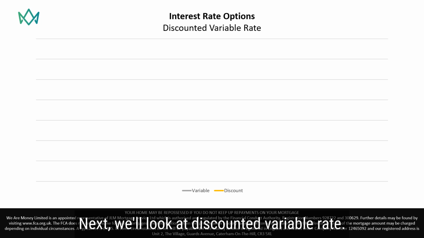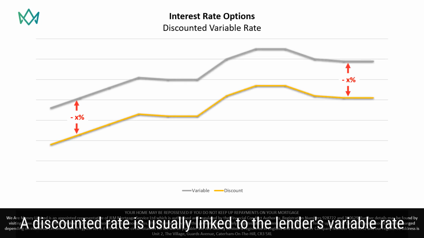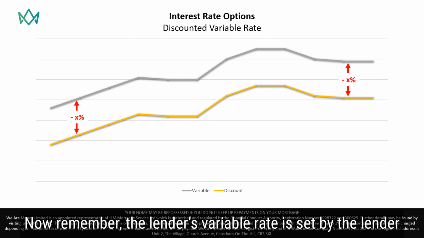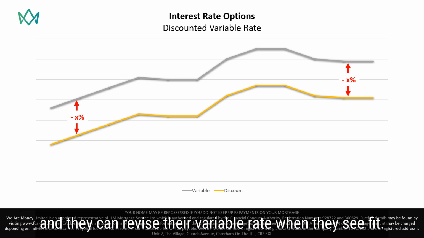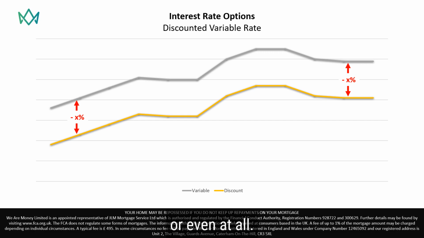Next, we'll look at discounted variable rate. A discounted rate is usually linked to the lender's variable rate, and during the period of the special rate, you're charged interest at a margin which is below the lender's variable rate. Now remember, the lender's variable rate is set by the lender and they can revise their variable rate when they see fit. It is possible, for example, they will not mirror a reduction in Bank of England base rate straight away or even at all.